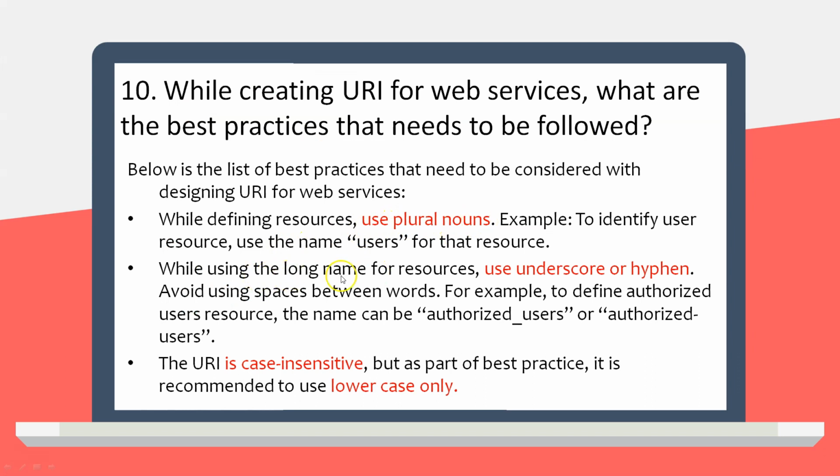While using a long name for resources, use underscore or hyphen. Avoid using spaces between words. For example, to define an authorized users resource, the name can be authorized_users or authorized-users. So the second rule is you should avoid using spaces between words. Next one is, the URI is case insensitive, but as part of good practice, it is recommended to use lowercase letters only.